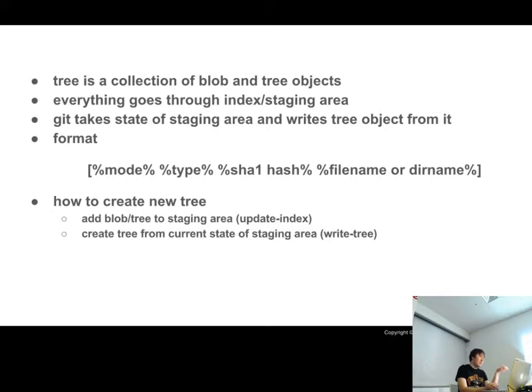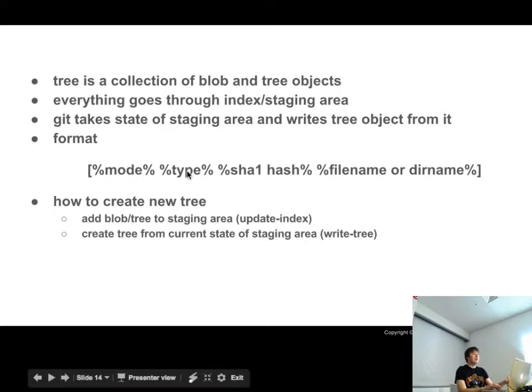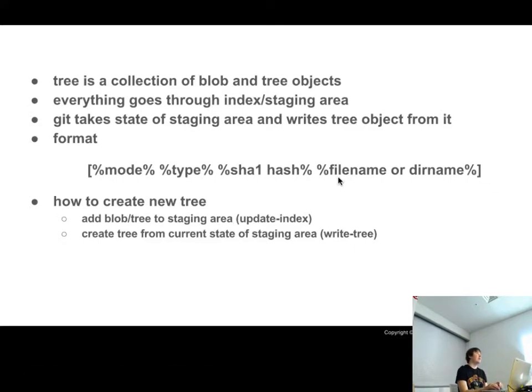So is there a special mode to see what kind of file it is? Is it executable, or just readable, or a symbolic link? Then it's a type, blob or tree. Then the ID of that file, and then the name. It could be the file name or directory name. If it's a directory, it should be tree. If it's a file name, it should be blob. It's pretty straightforward.